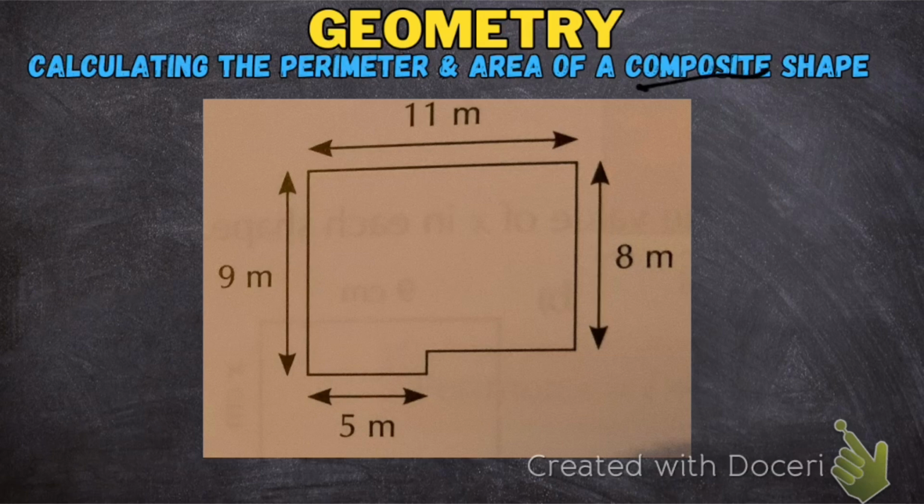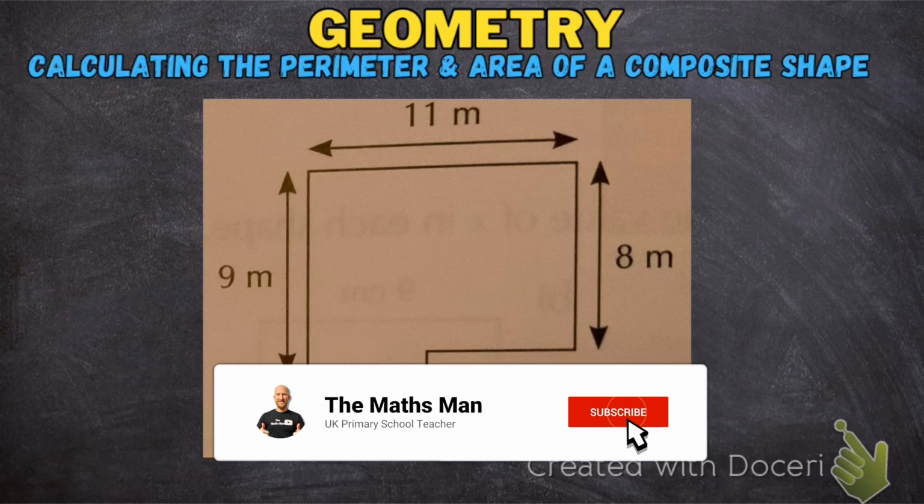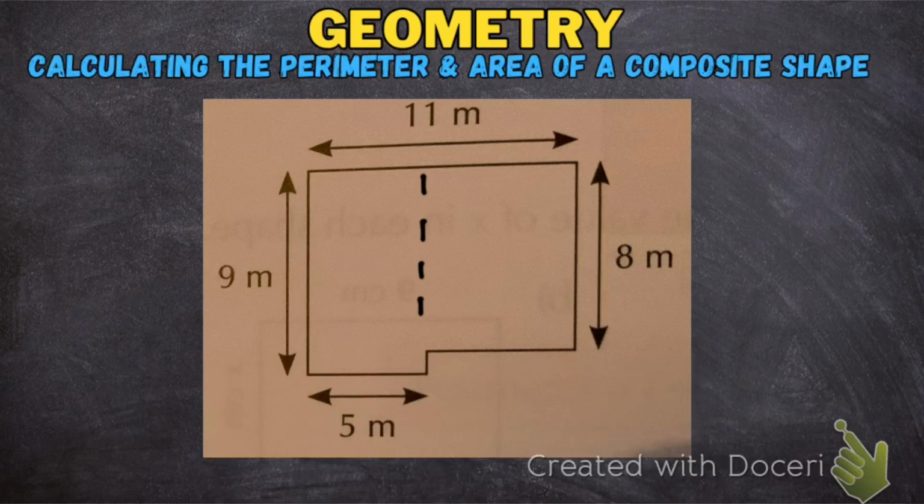So a composite shape just means a shape which is made of more than one shape and it's put together. So if I wanted to calculate the area of this shape here, what I'm going to be showing you later is that I'm going to need to break the shape down into 2 shapes.